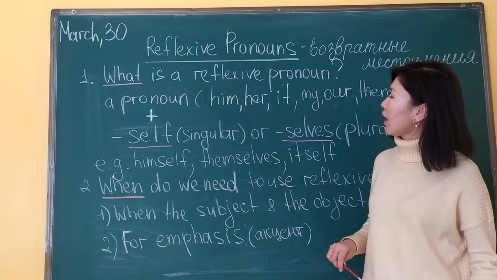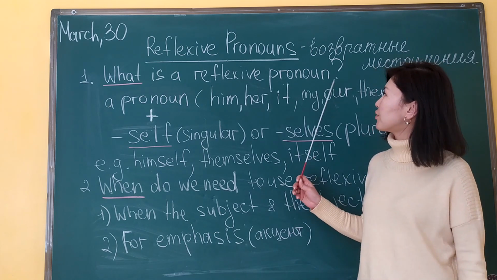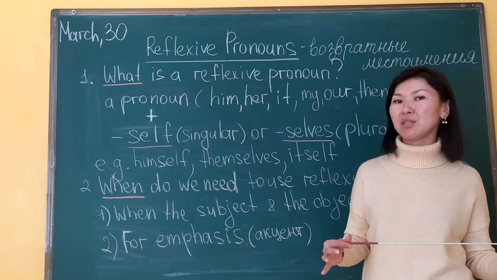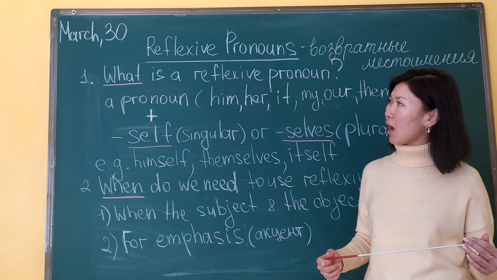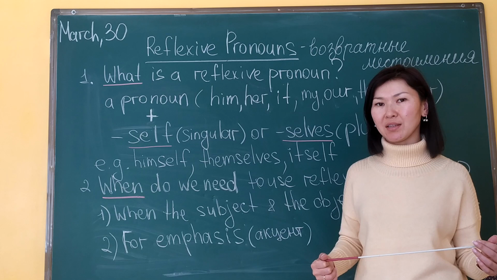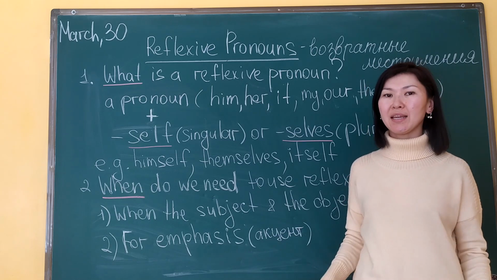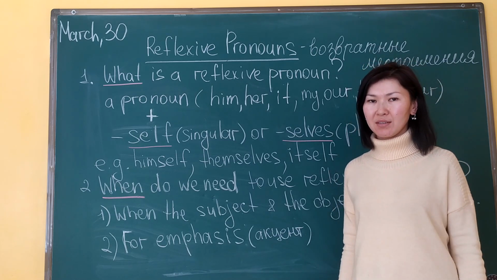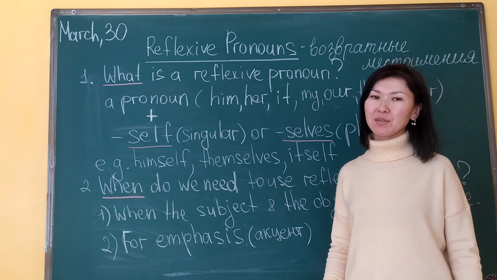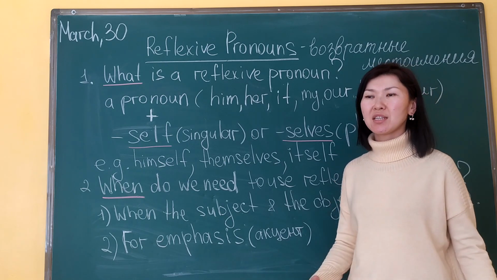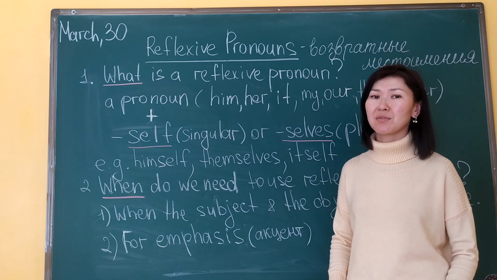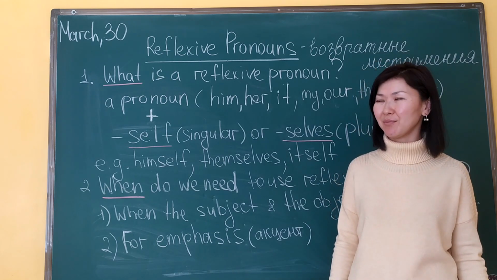So, we have to use a pronoun. Let's remember, how many pronouns do you know? I give you one example. For example, Jack is my friend. I can also say, he is my friend. In this case, he is a pronoun. We can also say, she is my friend, he is my friend, we, or they, and so on. So there are pronouns, местоимения.